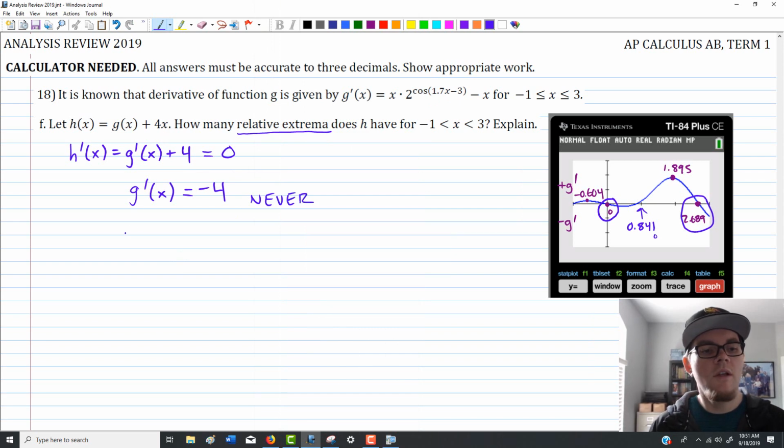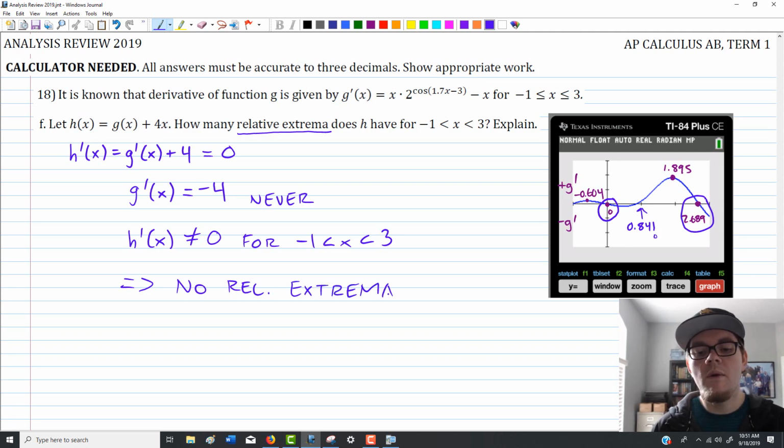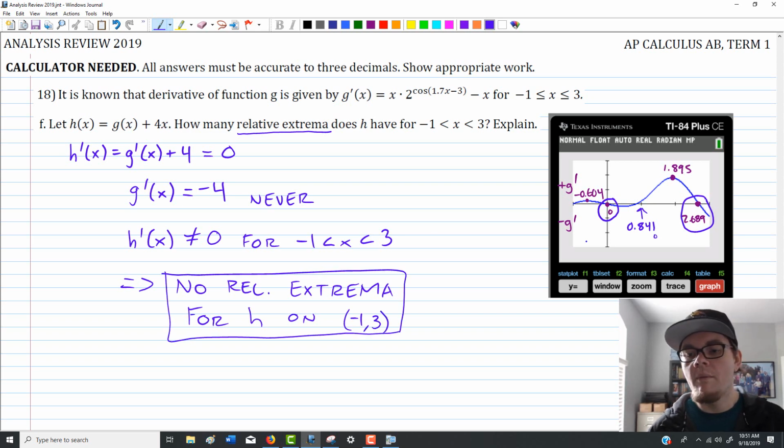So given that information, that means that h prime of x does not equal 0 for any values of x between -1 and 3. What that tells us is that there are no relative extrema. And again, not no relative extrema for g, but specifically no relative extrema for h on the interval that we were just looking at. So, interesting question involving some interesting calculator skills. We basically could see that there's no actual intersection over the graph down there, which means that there are no actual places where this is true. So good job, us.